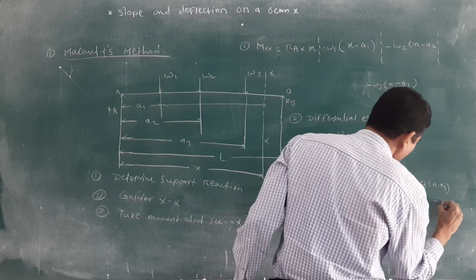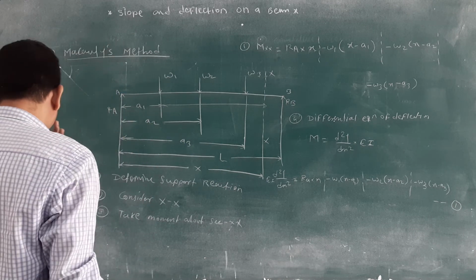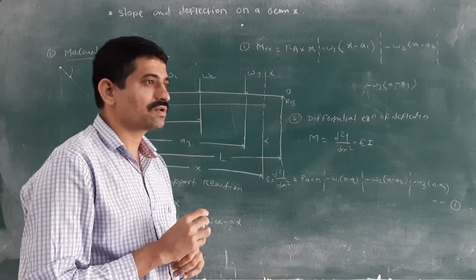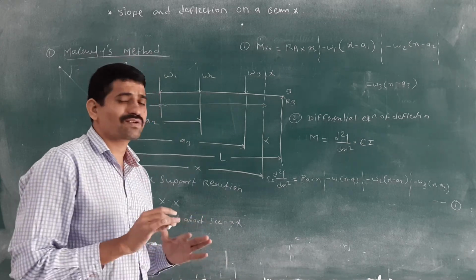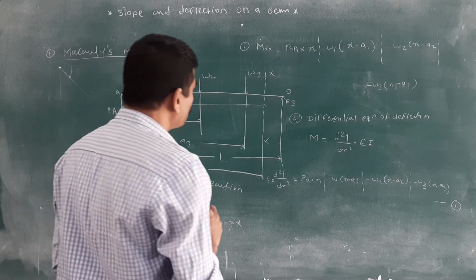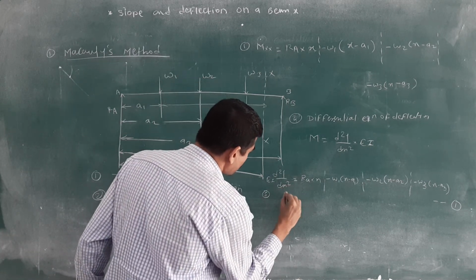Okay, this is equation number 1. This is the general equation. With the help of that equation you can find the generalized equation for the slope and deflection. Then in step number 5, we integrate equation number 1.